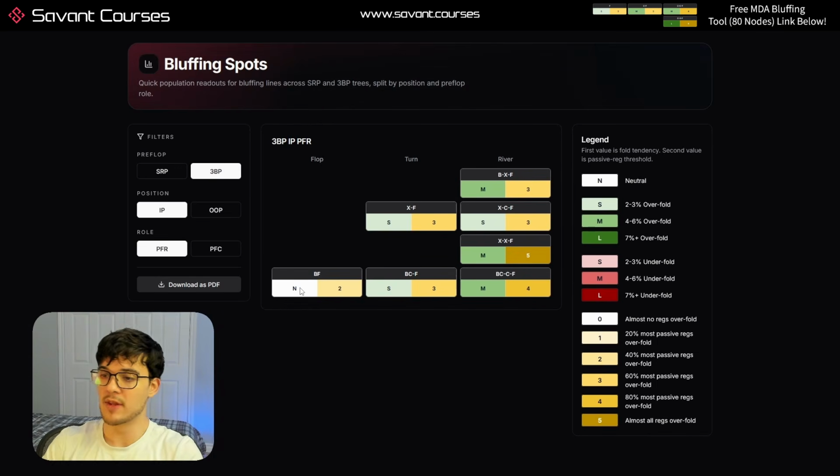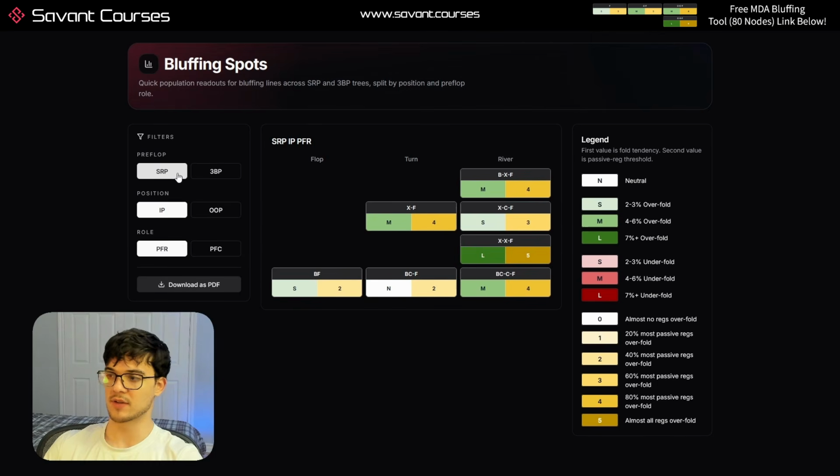Still, I think one of the best things about this tool is that it will show you how likely your opponents are to overfold in a spot. So not only is it going to show you if there is a small, medium, or large overfold, it's also going to show you what percentage of players are actually going to be overfolding there. The practical application of this is absolutely enormous.